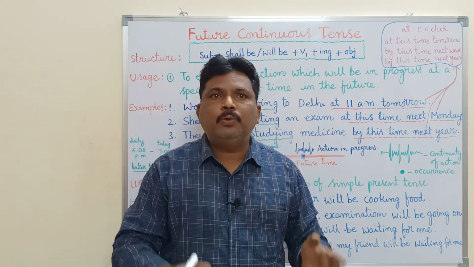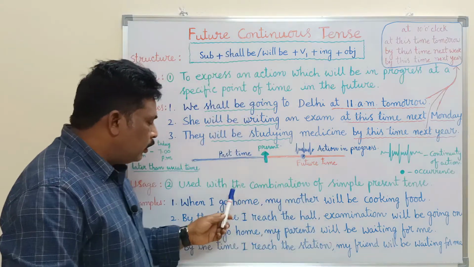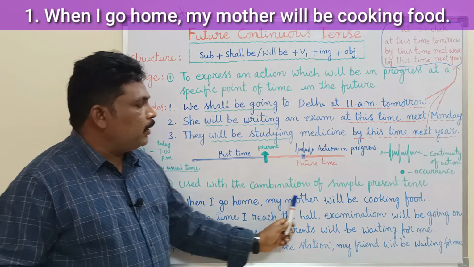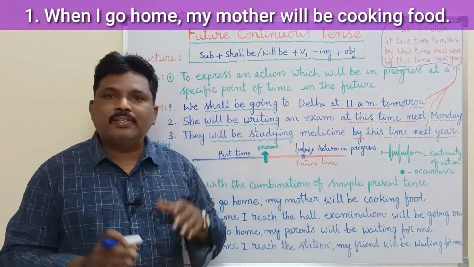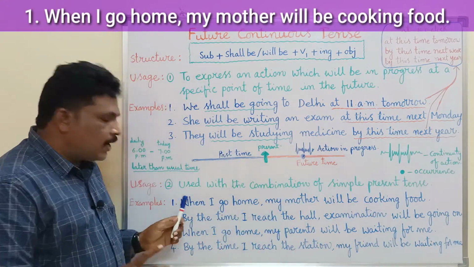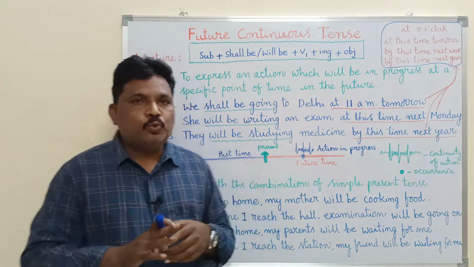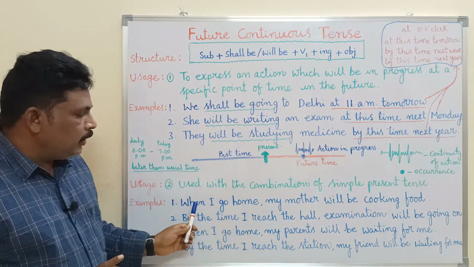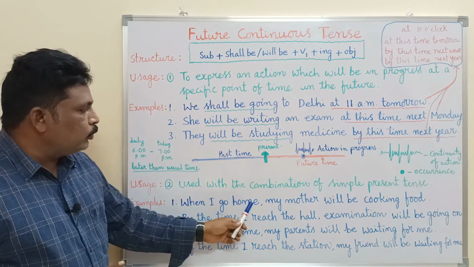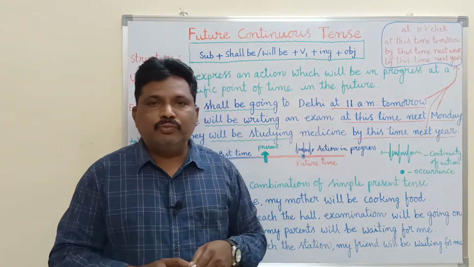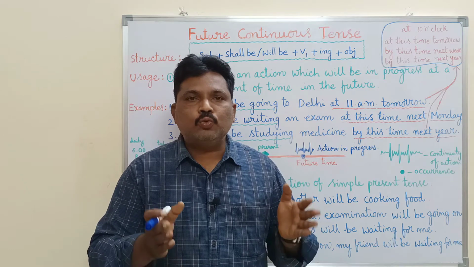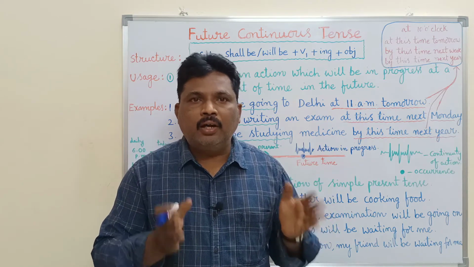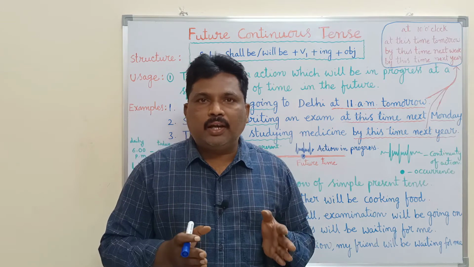In order to make you understand, I have given four examples. See, when I go home, my mother will be cooking food. For example, here the speaker is a student. He or she says like this: when I go home, my mother will be cooking food. The college is over by 1 o'clock. Only half a day of college. At 1 o'clock the college is over.